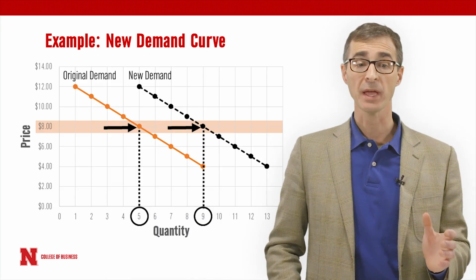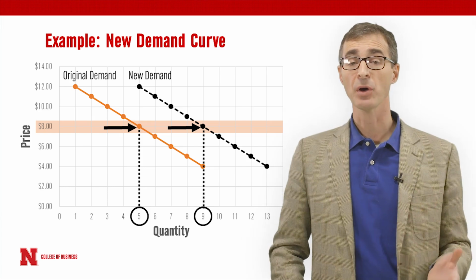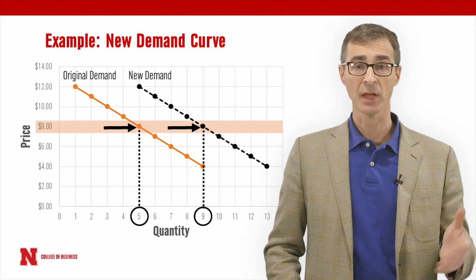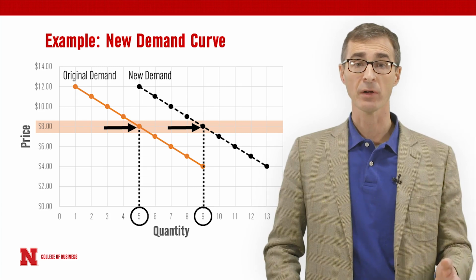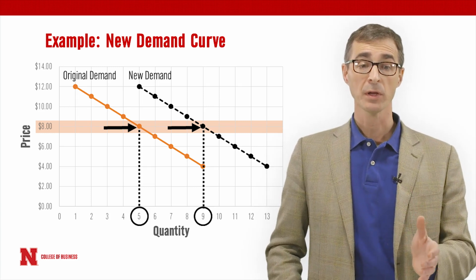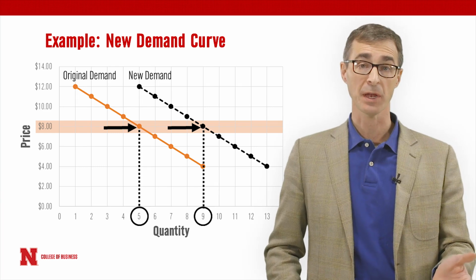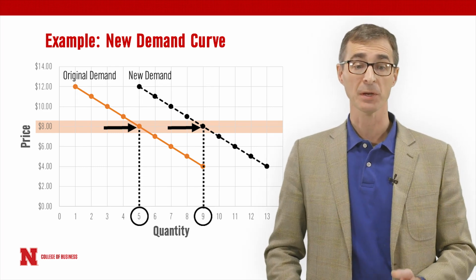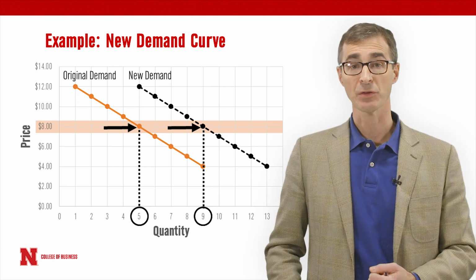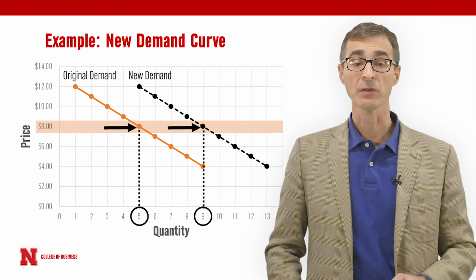We've got a new demand schedule, and let's suppose that at every price point, at $12, $11, $10, $5, $4, at every price point, the number of units demanded goes up by 4. So instead of 1 unit being demanded at a price of 12, now 5 units are demanded. Instead of 2 units being demanded at a price of 11, now 6 units are demanded, and so on. What does this look like?